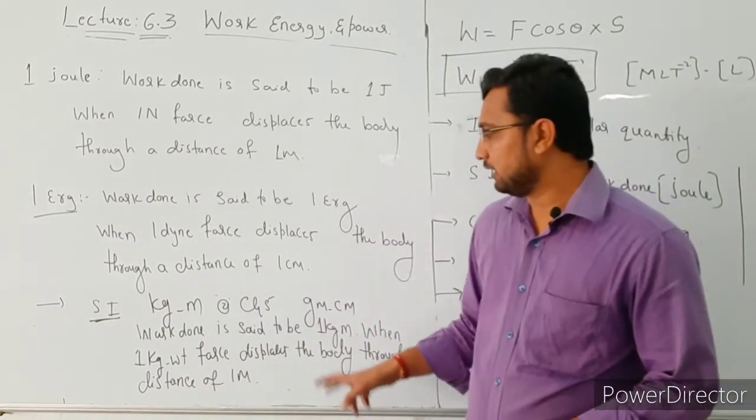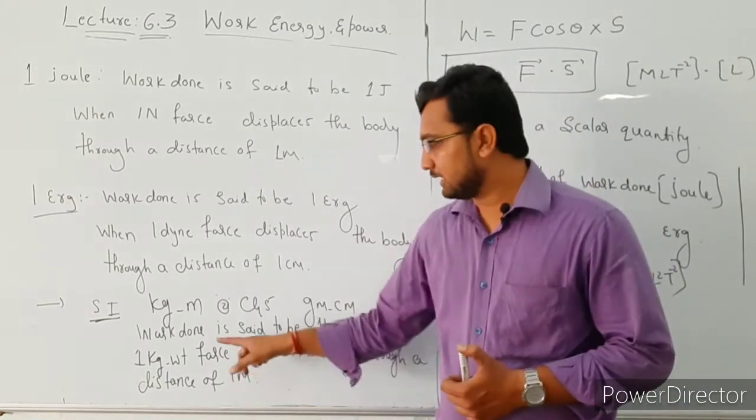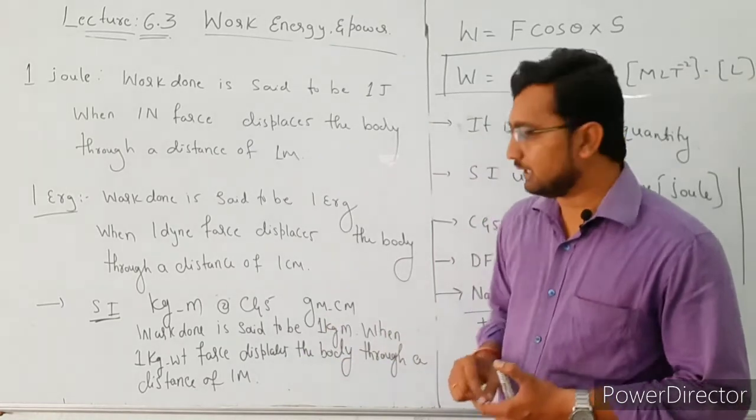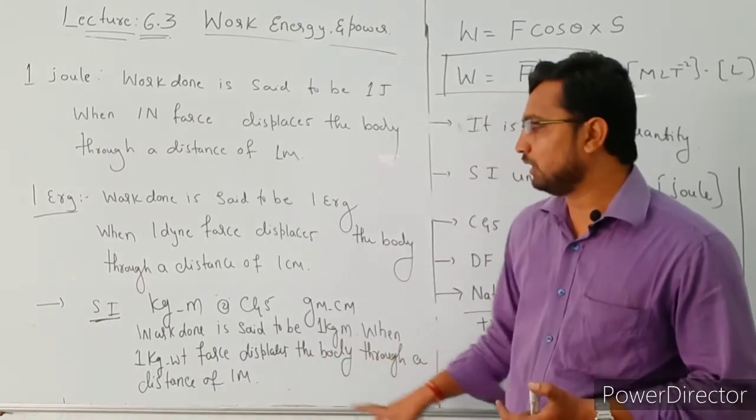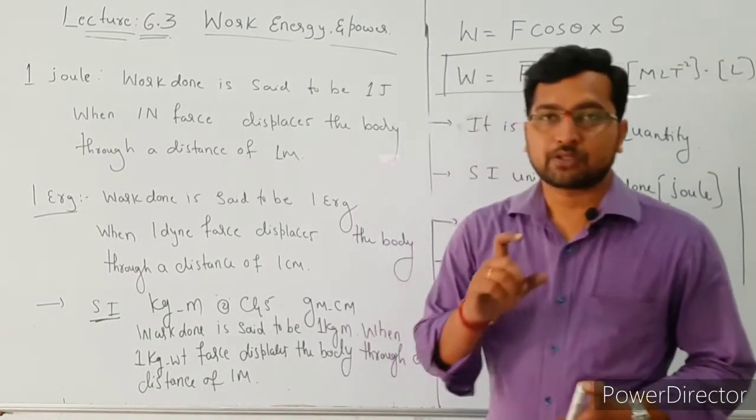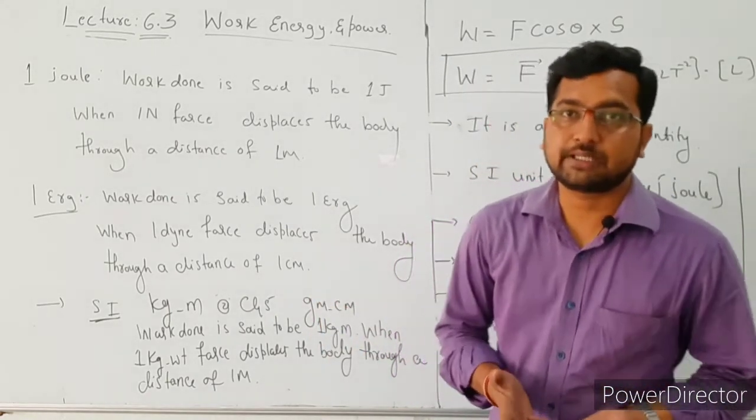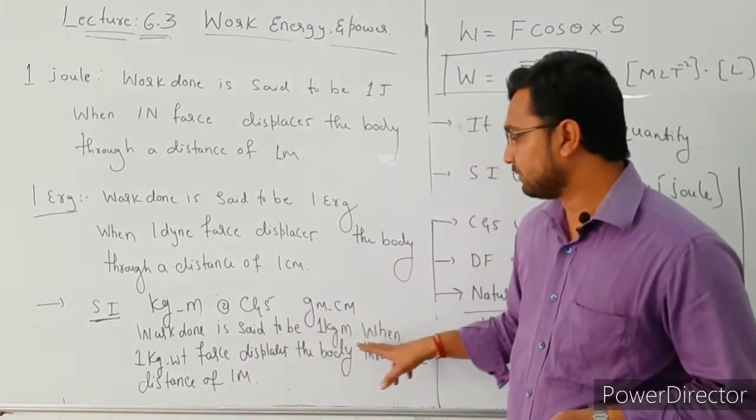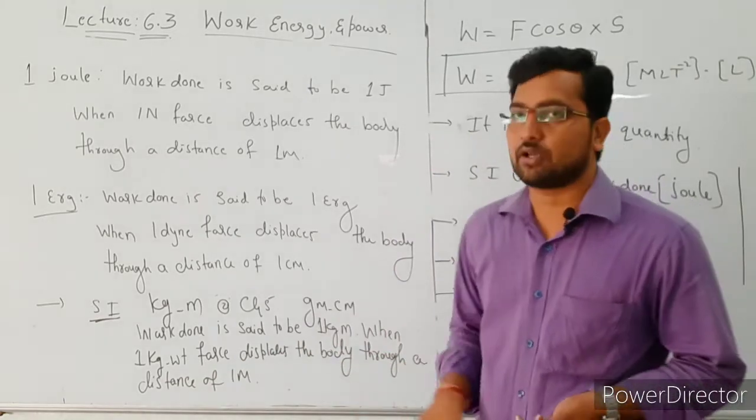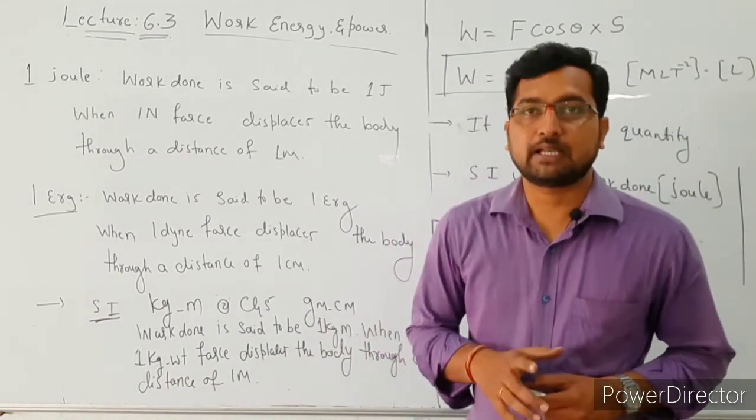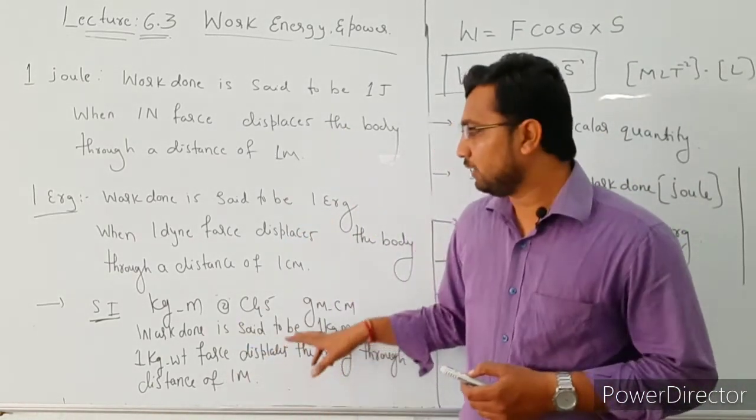Similarly, the definition of a gram centimeter. Work done is said to be 1 gram centimeter when 1 gram weight force displaces the body through a distance of 1 centimeter. So these are the definitions of 1 joule, 1 erg, 1 kg meter, and gram centimeter.